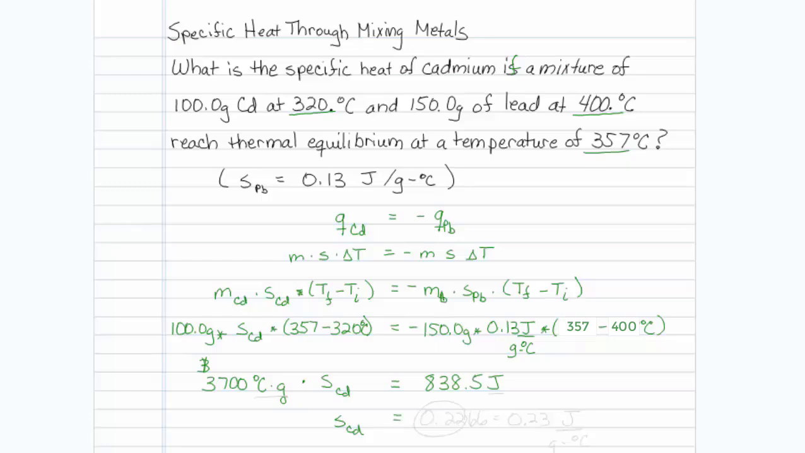So I will take 838.5 divided by 3,700, and I wind up with 0.2266, which, considering the number of sig figs, my temperature difference was really only 2 sig figs, and also my specific heat of lead. So it's appropriate to report this to 2 sig figs, 0.23, and notice my units are going to be joules on top, and then grams degrees Celsius, which is a perfectly good unit for a specific heat.